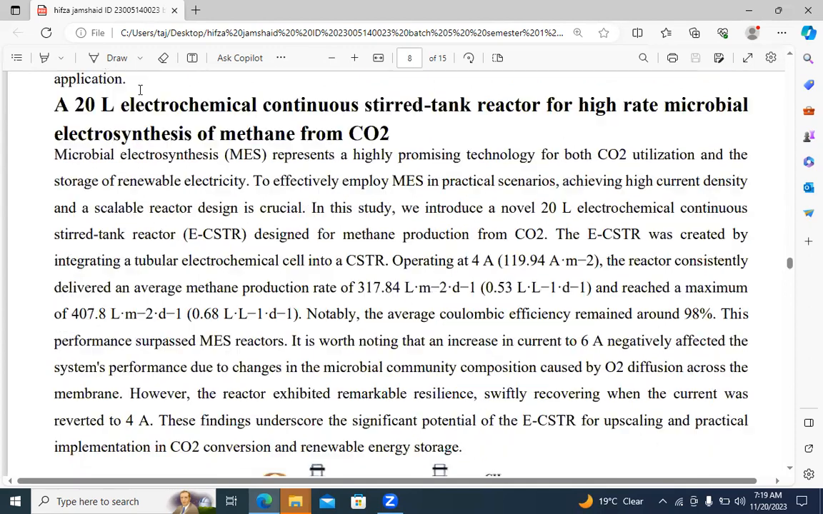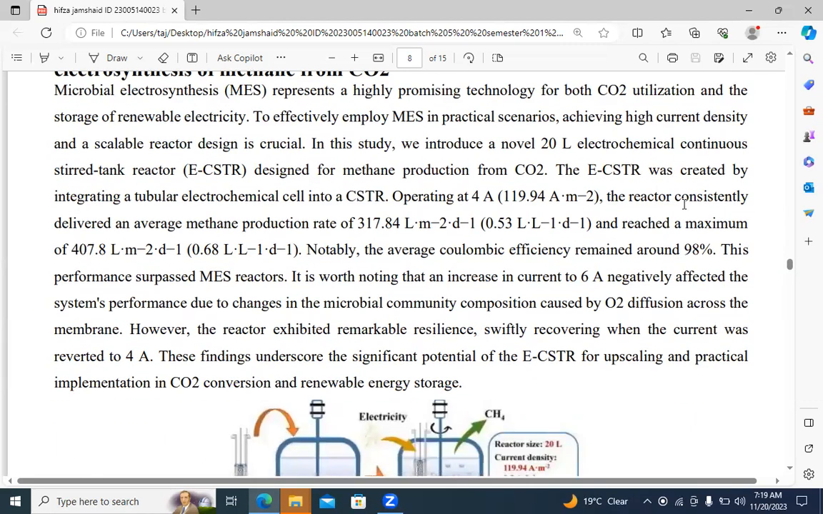So there is a review article about a 20-liter electrochemical continuous stirred tank reactor for high-rate microbial electrosynthesis of methane from carbon dioxide. Microbial electrosynthesis represents a technology for both carbon dioxide utilization and the use of renewable electricity. Here we will use a 20-liter electrochemical continuous stirred tank reactor designed for methane production from gas. With the help of carbon dioxide, we will produce methane by electrochemical synthesis, using a tubular electrochemical cell in the continuous stirred tank reactor.